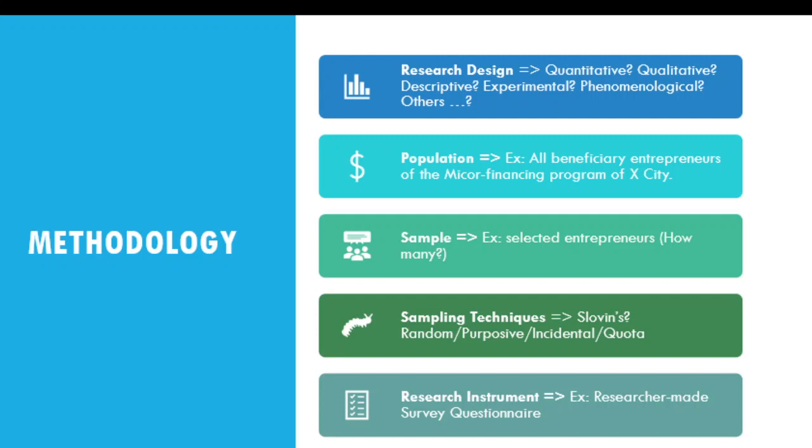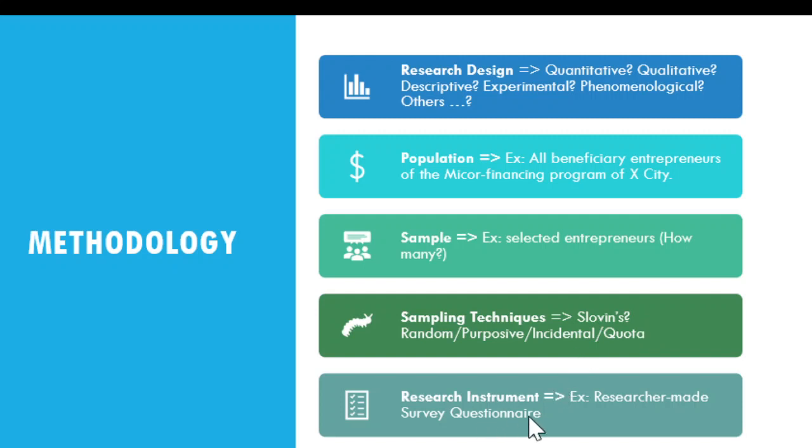The fourth one is sampling techniques. Are we using Slovin's formula or not? Is it random? Purposive sampling, incidental, quota, and many more. So, it depends upon your actual sampling technique.